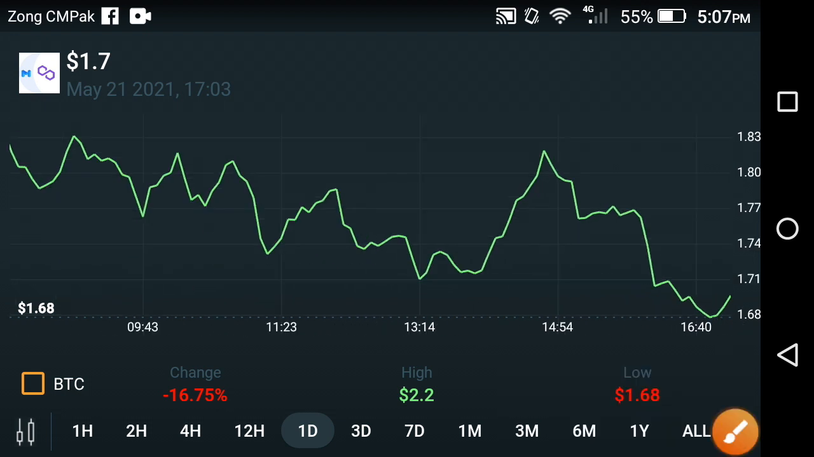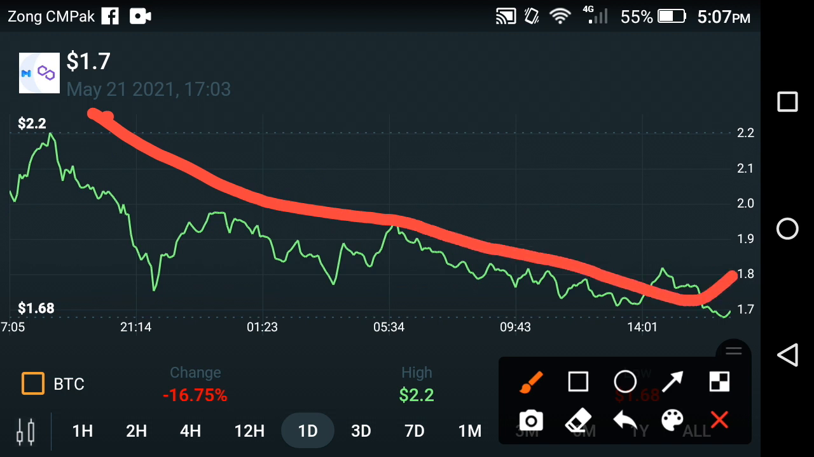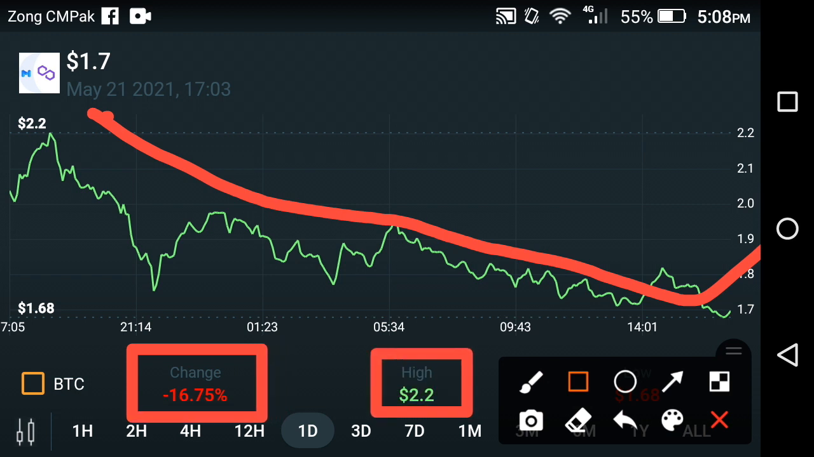If we look at the cryptocurrency market phenomena, as I told you in every video, after a fall there is a jump. This time the fall occurred, and now it's time to take a jump, friends. So after a fall there is a jump. If you look at the last 20 days, negative 16.75% price change occurred in Polygon, and 2.2 USD is the highest price of Polygon in the 24 hours, friends.